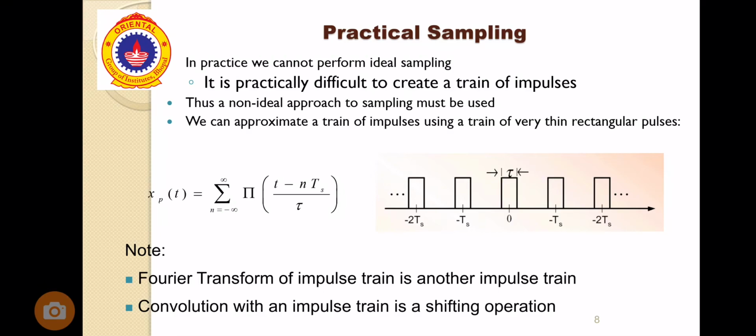ठीक है, last में हमने देख लिया है अभी train of impulses का Fourier transform again train of impulses होता है. ठीक है, इसीलिए वो आपके convolution के through जो message function है वो impulse पर shift हो रहा है. ठीक है, property होती है impulse function की.